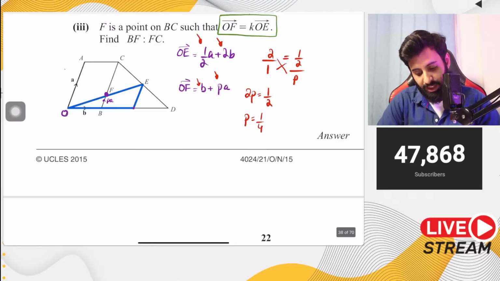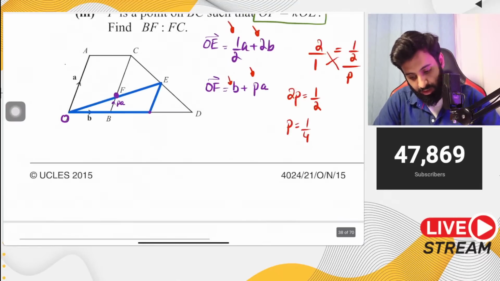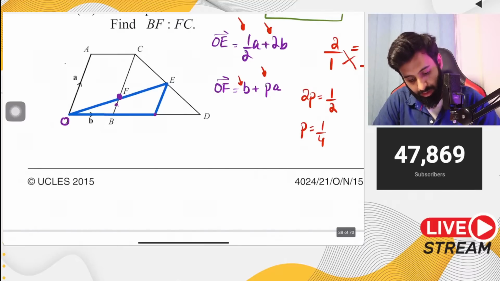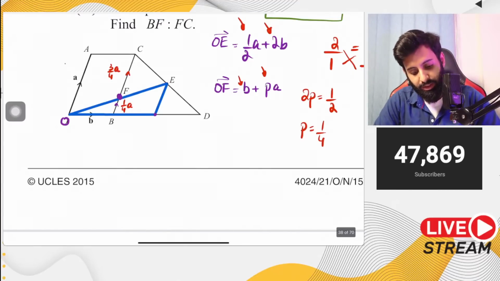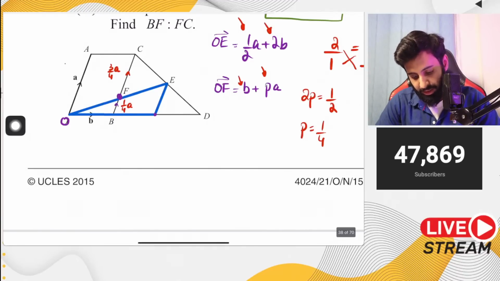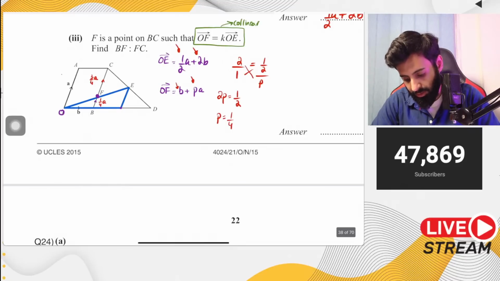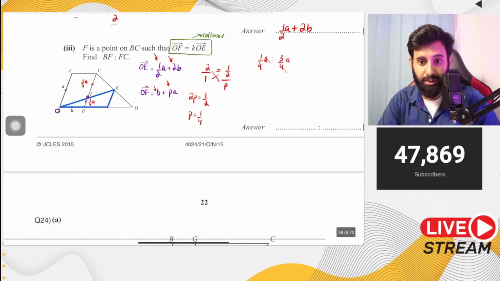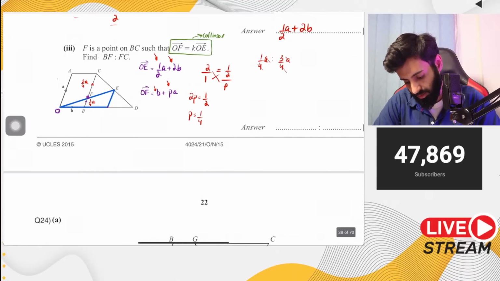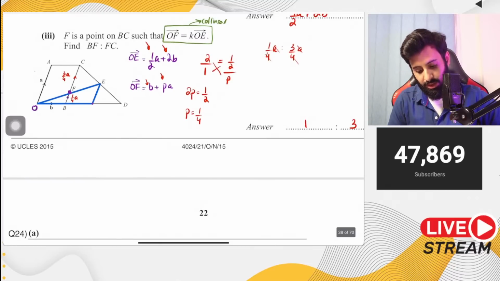Okay, now what does that mean? That means this vector over here is 1/4 of A, which means FC is going to be equal to what? FC is going to be equal to 3/4 of A. Where did 3/4 of A come from? Base A minus 1/4 of A. And now what is the question asking? The question is asking to write down the ratio of BF and FC. So that means 1/4 of A is to 3/4 of A, and then if you cancel it out, your final answer turns out to be 1:3. शुरू में थोड़ी complication हो गई थी, but I hope it's clear now.